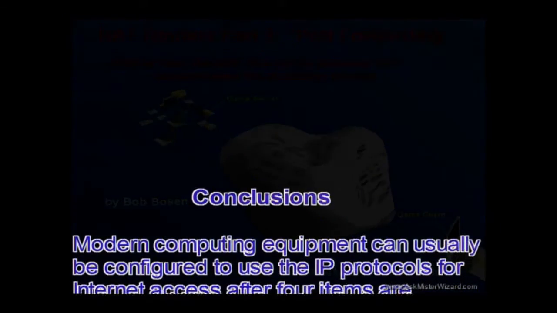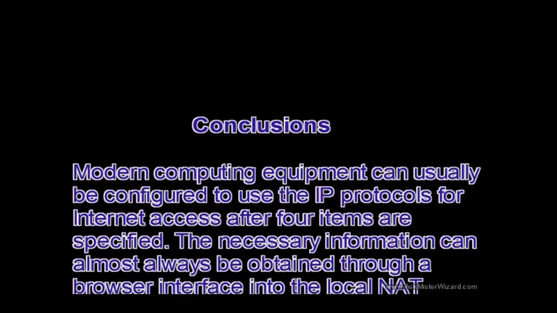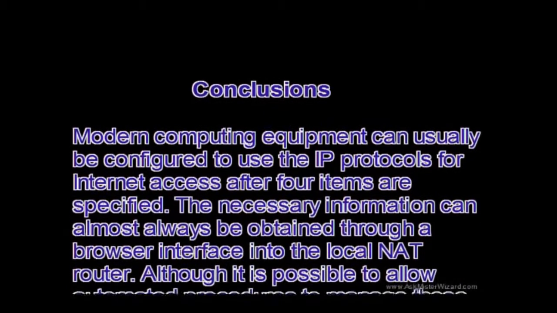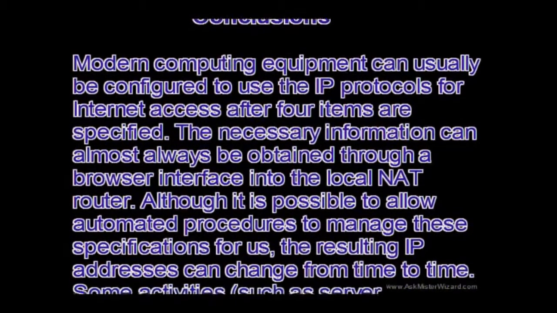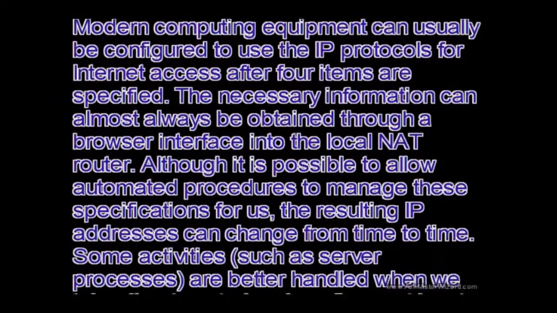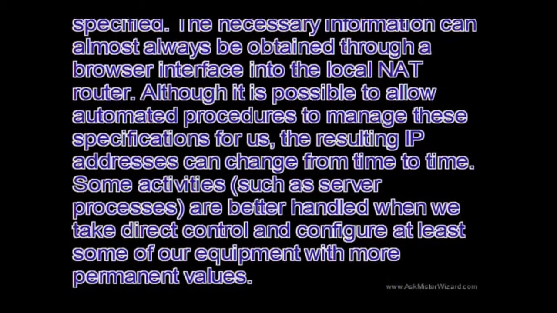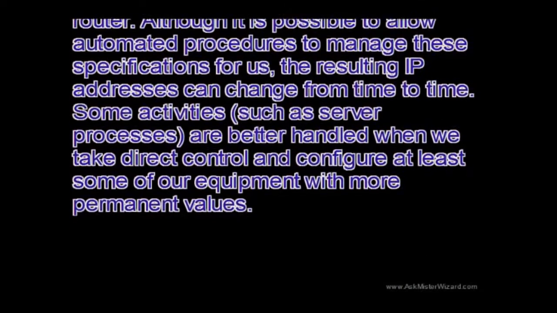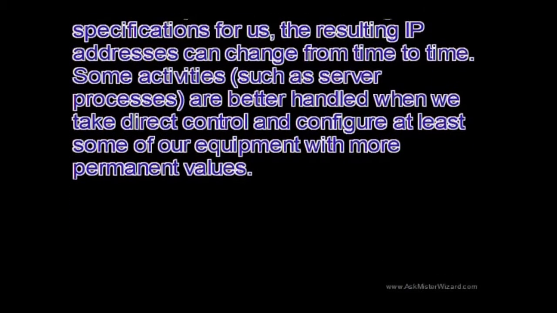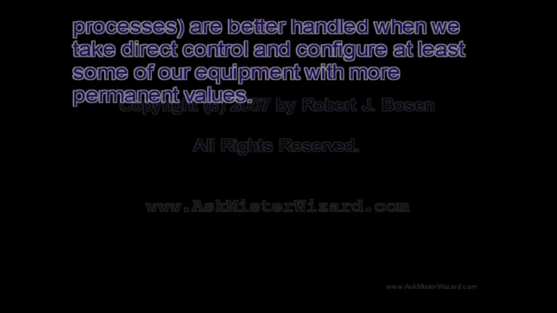Conclusions. Modern computing equipment can usually be configured to use the IP protocols for Internet access after 4 items are specified. The necessary information can almost always be obtained through a browser interface into the local NAT router. Although it is possible to allow automated procedures to manage these specifications for us, the resulting IP addresses can change from time to time. Some activities, such as server processes, are better handled when we take direct control and configure at least some of our equipment with more permanent values.